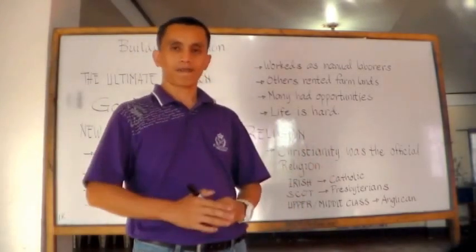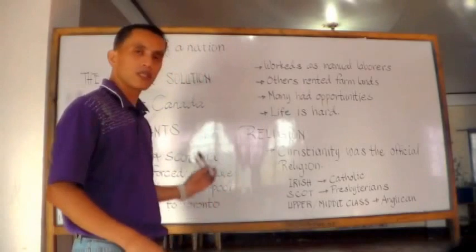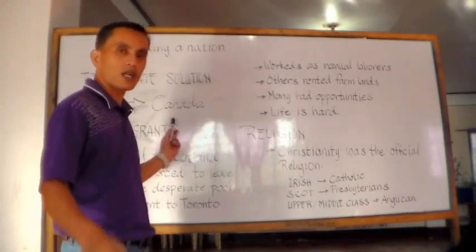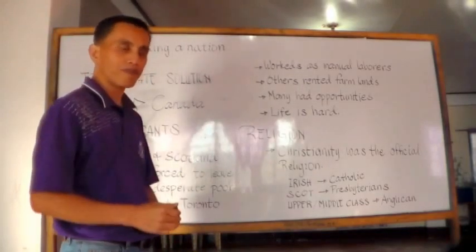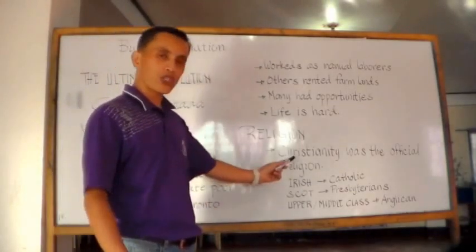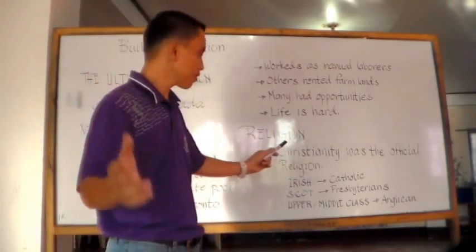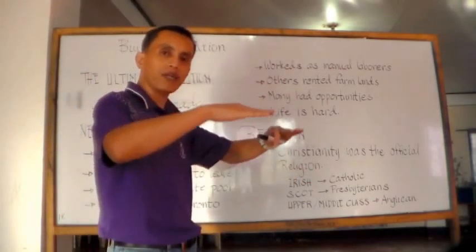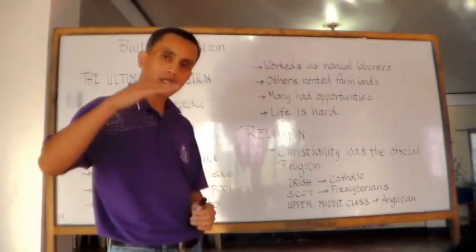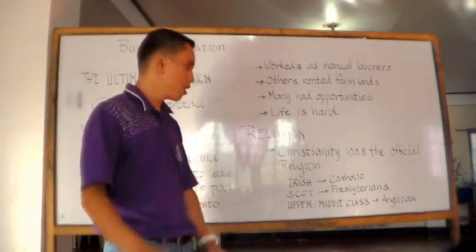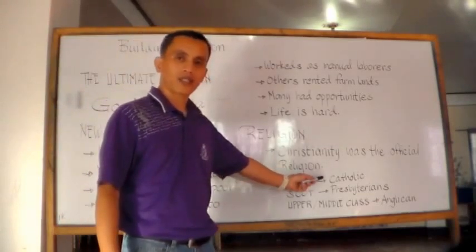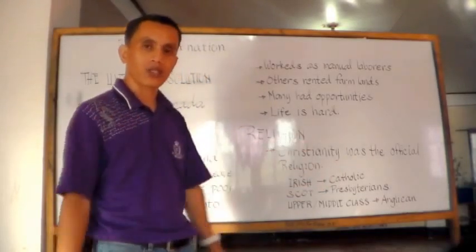With all these problems, people from different countries or different territories, all gathered in Canada, have something in common, which is their religion. Christianity is the official religion in Canada, and religions have many different faiths. They believe in many different things, or the disciplines of faith are different. For example, the Irish people are Catholic. They believe in the Catholic doctrine.